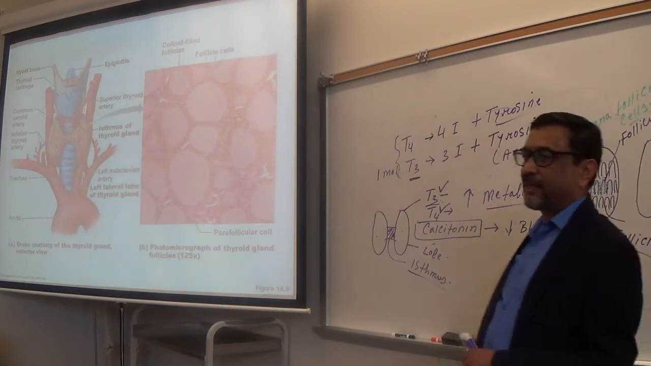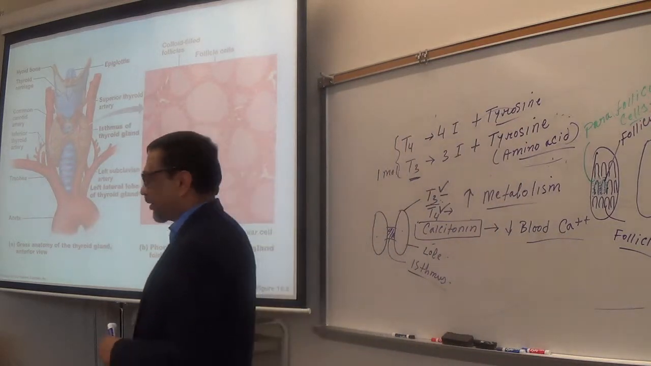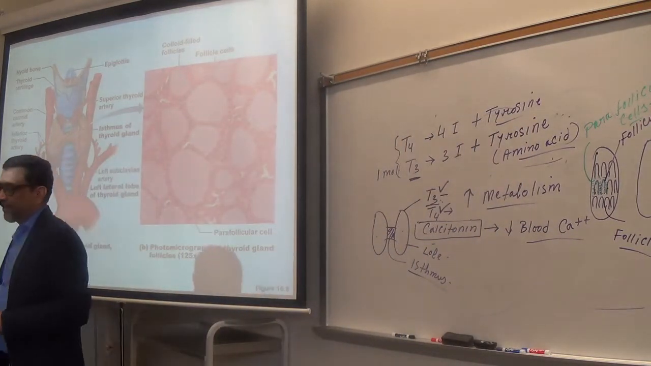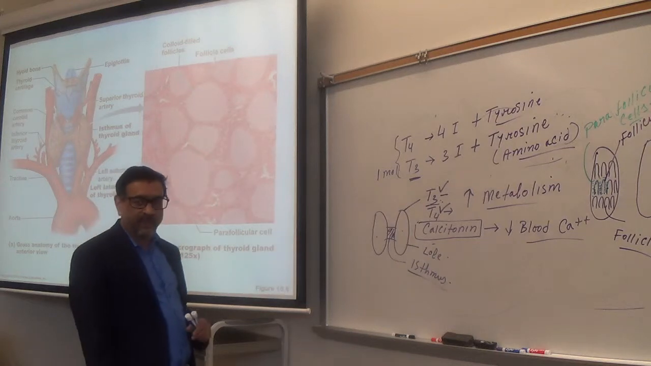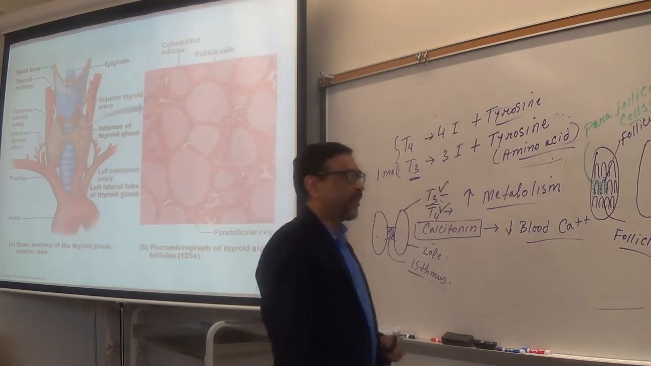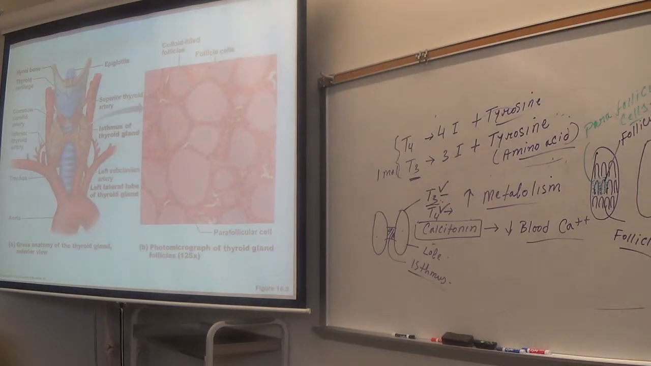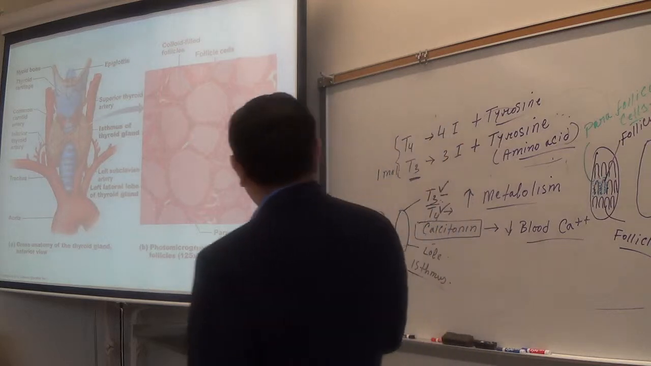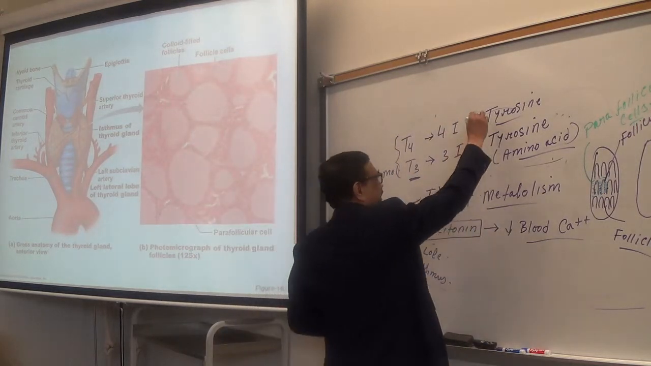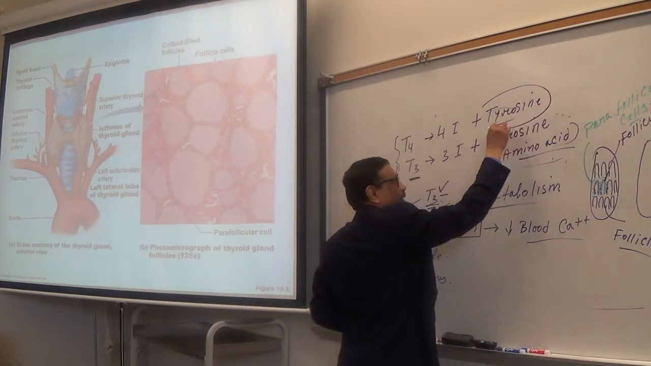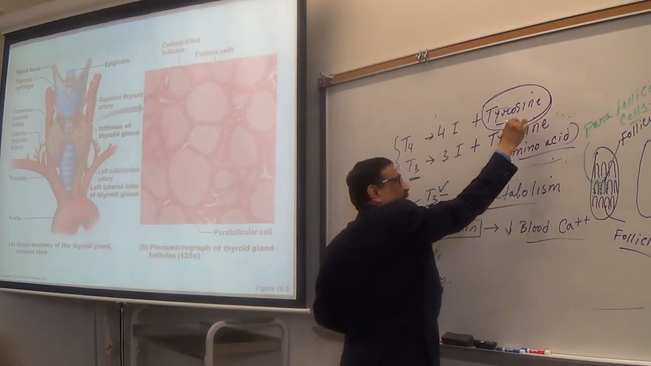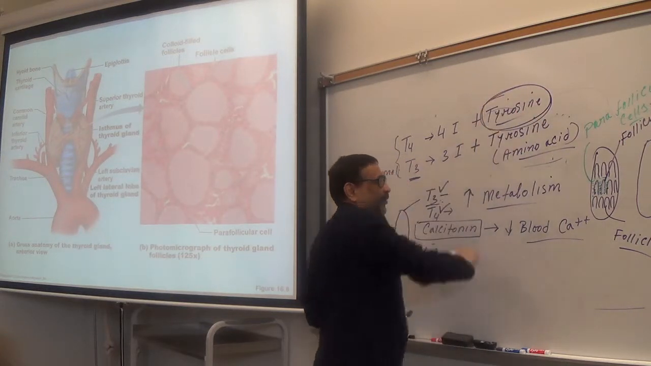So those cells are in the wall of the follicles. Those are follicular cells. Those cells are in between the follicles, parafollicular cells. And they secrete those hormones. Now, the amino acid tyrosine. From where does the amino acid tyrosine come?